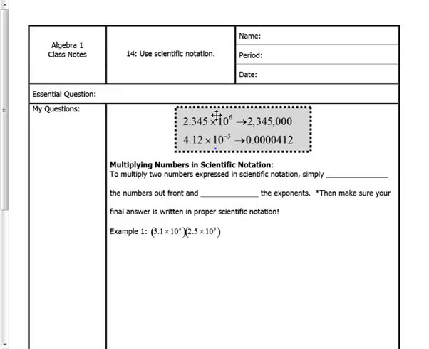Okay, so when we multiply scientific notation, to multiply two numbers expressed in scientific notation, we're simply going to multiply our coefficients, which are the numbers out front, right? I'm talking about these numbers right here. And then we would add our exponents.